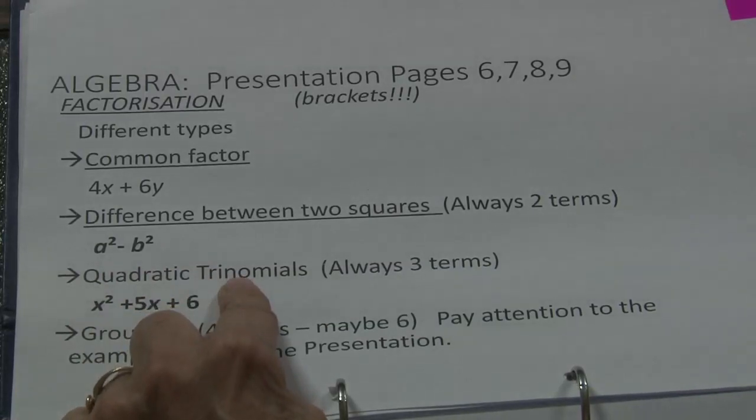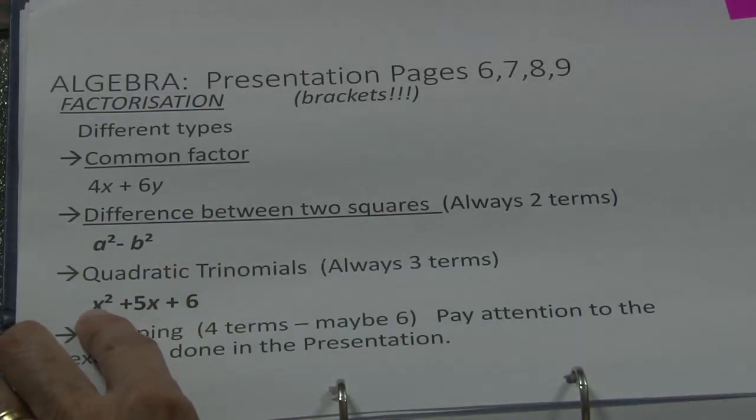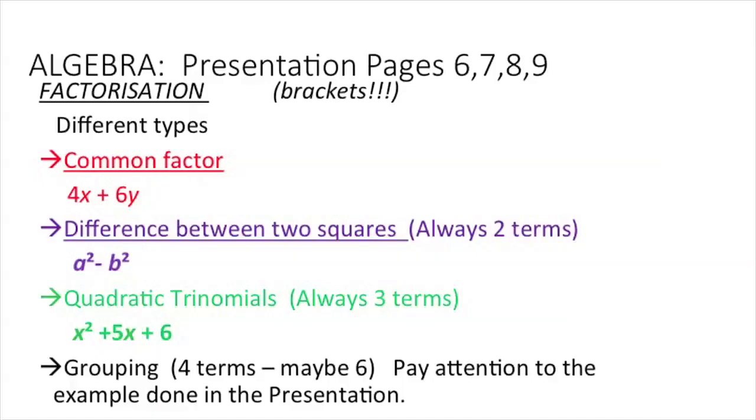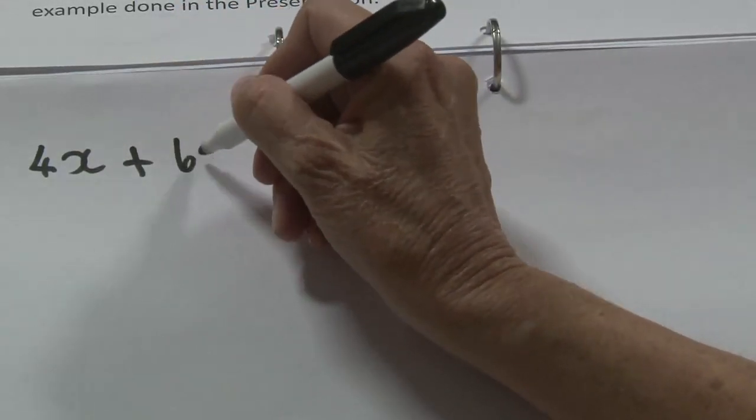Quadratic trinomials always have three terms. For example, x squared plus 5x plus 6. And then the fourth one is grouping. Normally not asked in your question papers. We are going to do the common factor first. We have 4x plus 6y. The common factor.